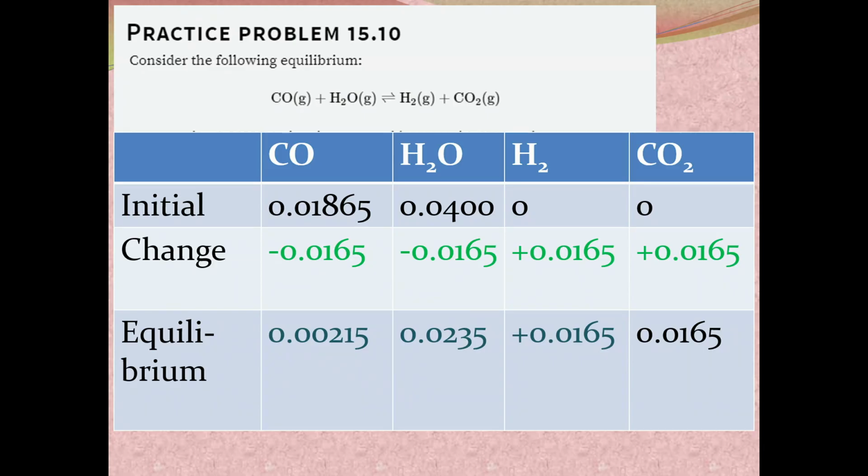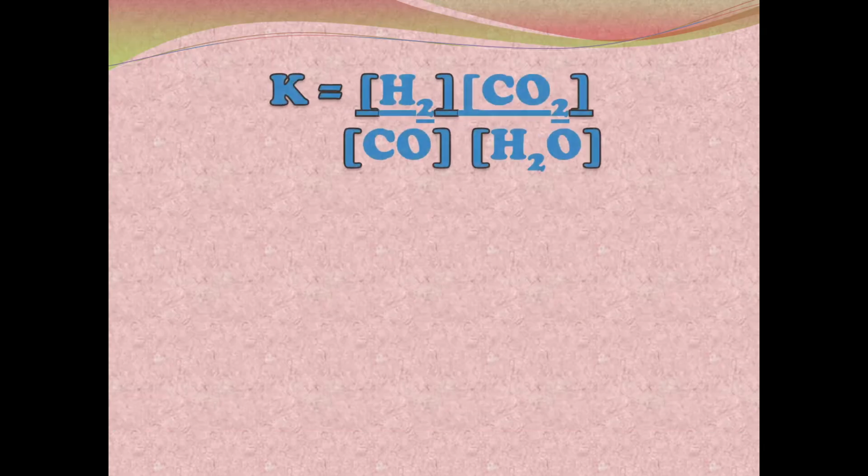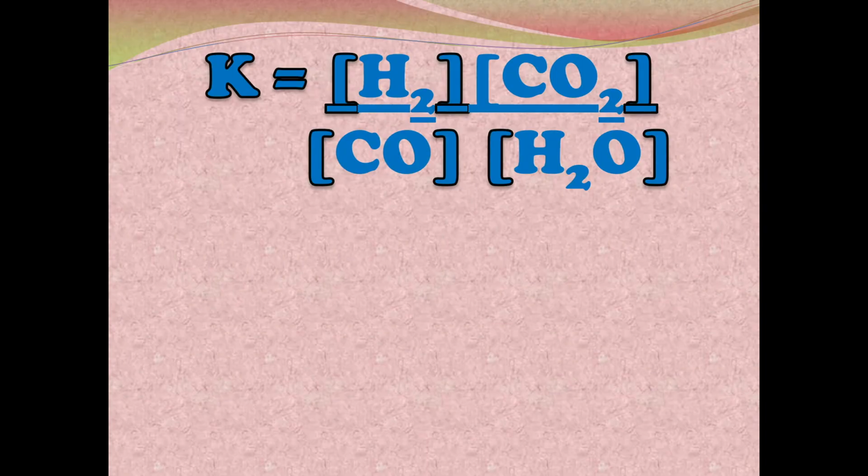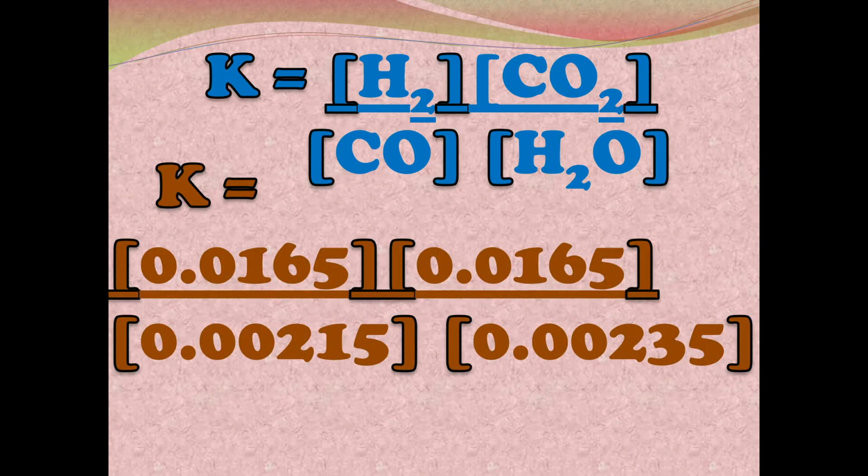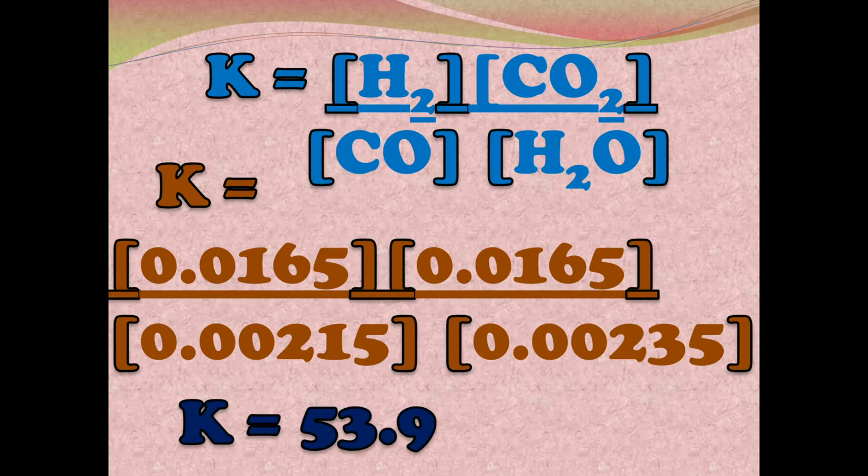Now in this case, you notice I had just reactants to start with. So CO2, which is what they give me for my final, is 0 to start, but so is H2. I didn't have any H2 in here to start. So my K is H2 times CO2 divided by CO times H2O, 0.0165 times 0.0165 divided by all of that stuff, and my K is 53.9.